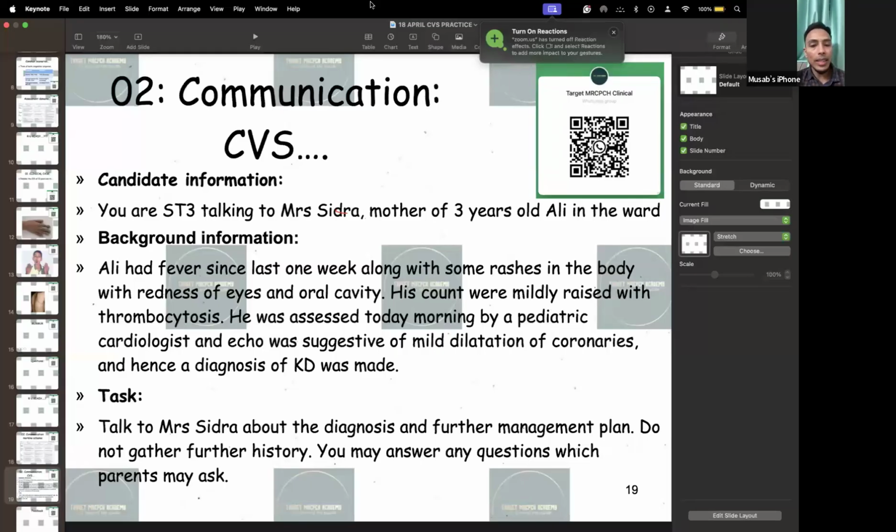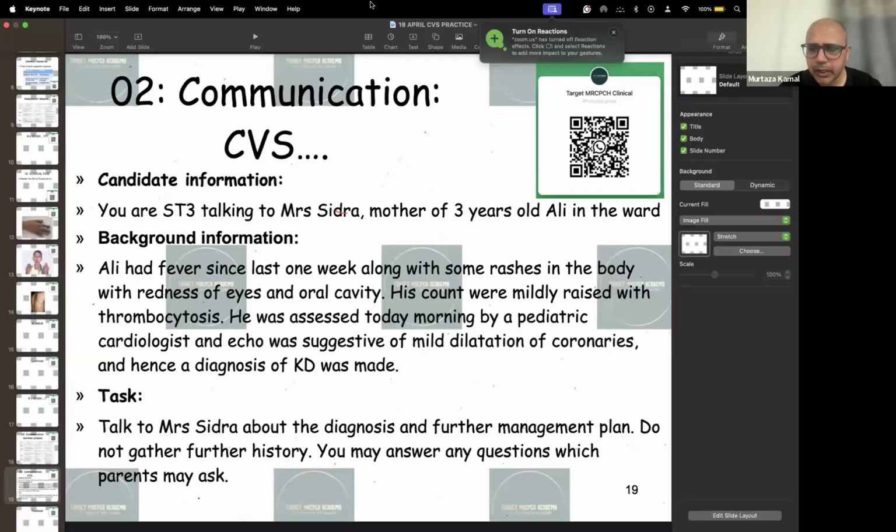But the good thing is that we have made a diagnosis and we are involving the cardiologist. After the cardiologist saw him today in the morning, he did a scan of the heart, what we call an echo. He has suggested there is some mild dilatation of the coronary vessels, or the pipelines that supply the heart.